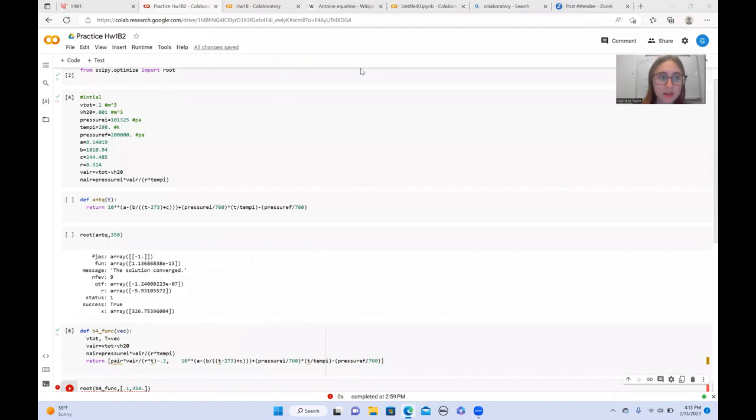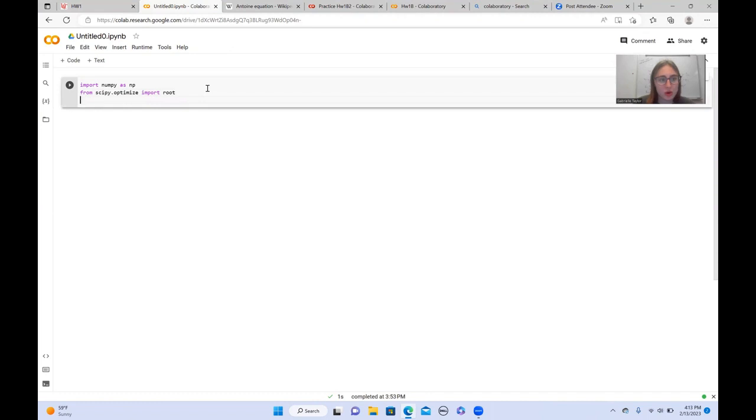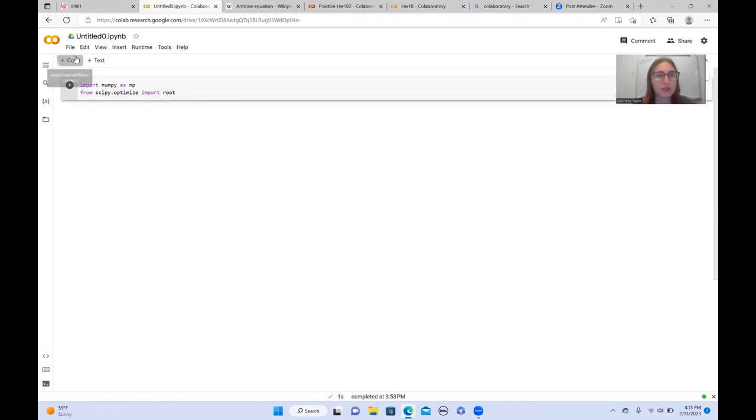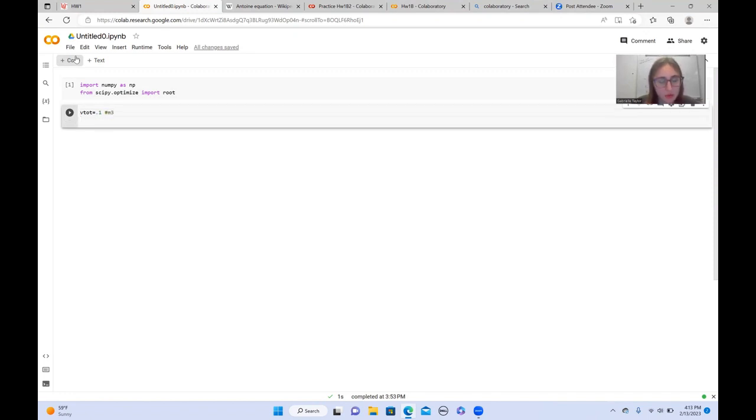I don't want that. Import NumPy as np, then import SciPy optimize, and then we import root. Okay, so what we're going to want to do is put in our initials first. Our total volume is going to be 1.0, and I'm going to put the units in here because units are going to be important later.